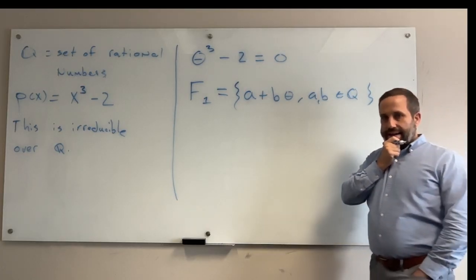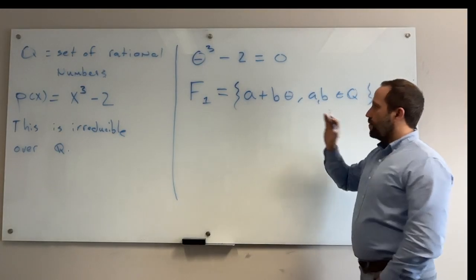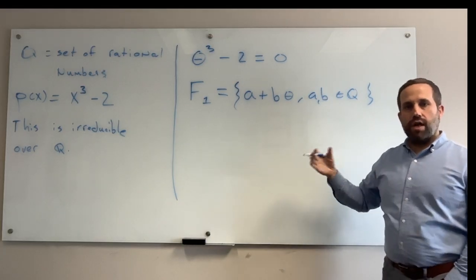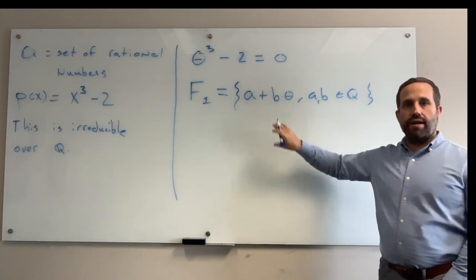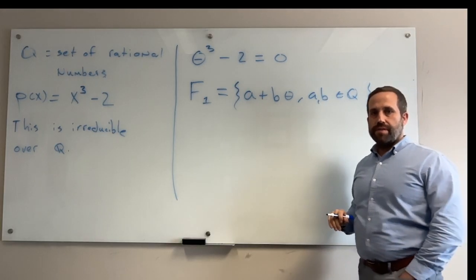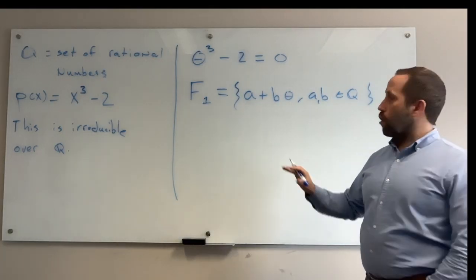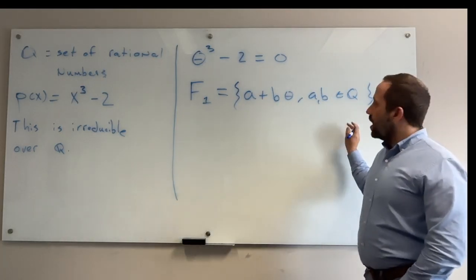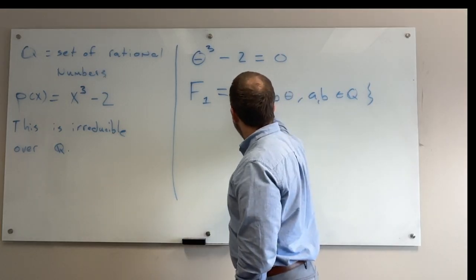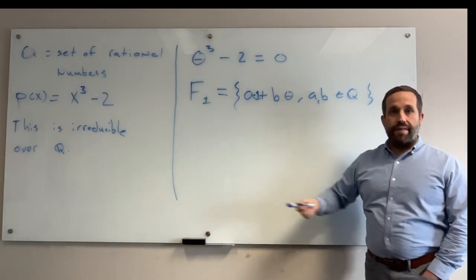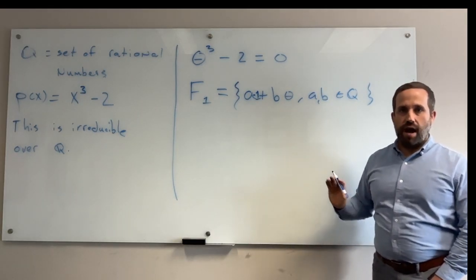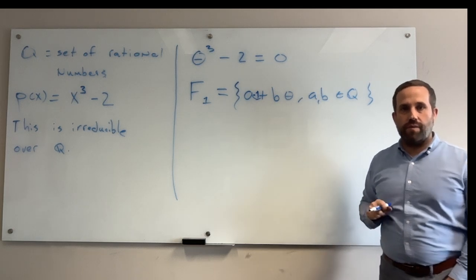Okay, and so now the question is the following. Does this form a field? Well, I will let you show that if you add two elements, you're going to get another element in this field. As a matter of fact, I didn't say this before, we can think about this as a vector space where the basis vectors are 1 and theta. And this is always going to be a vector space, but as we'll see in just a minute, it's not going to be a field.